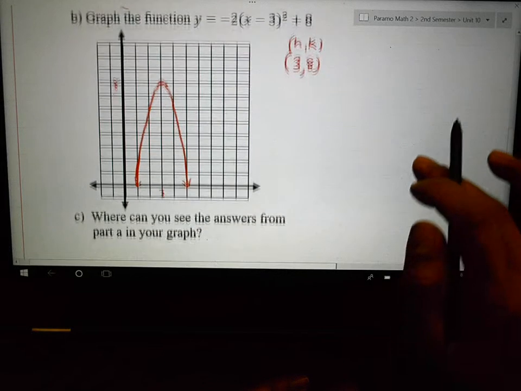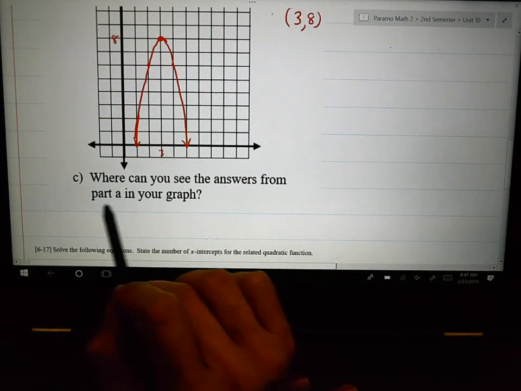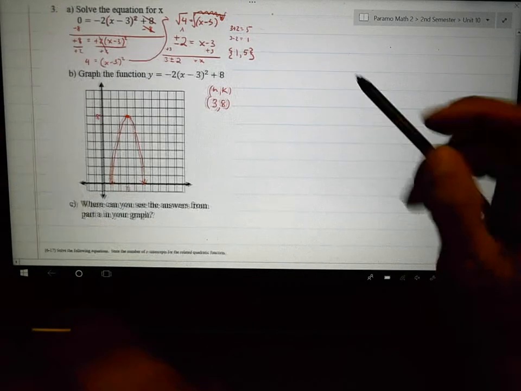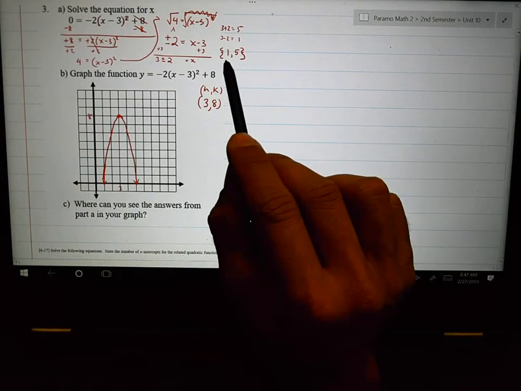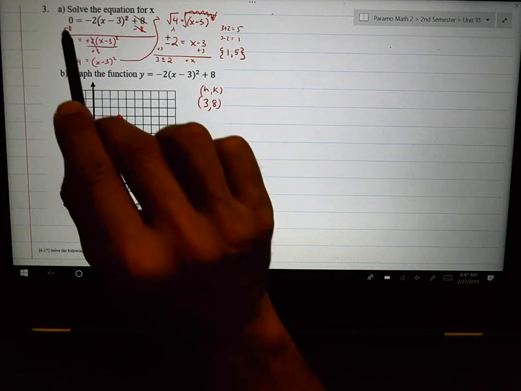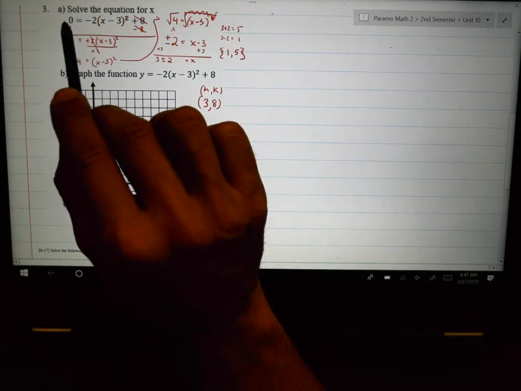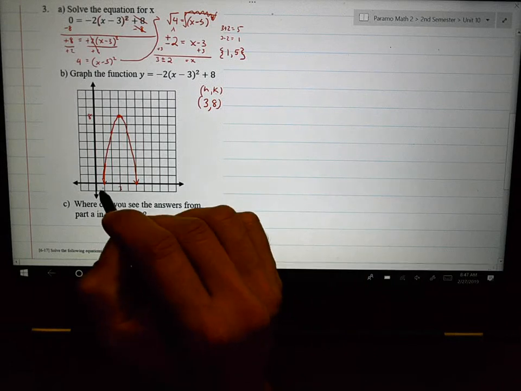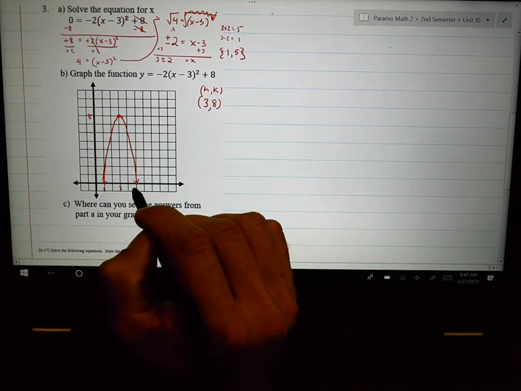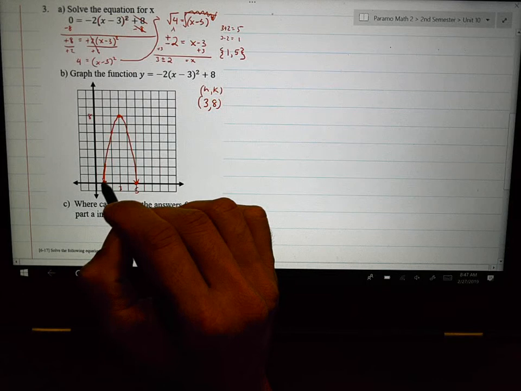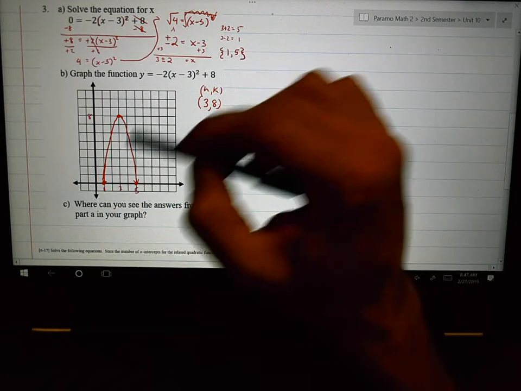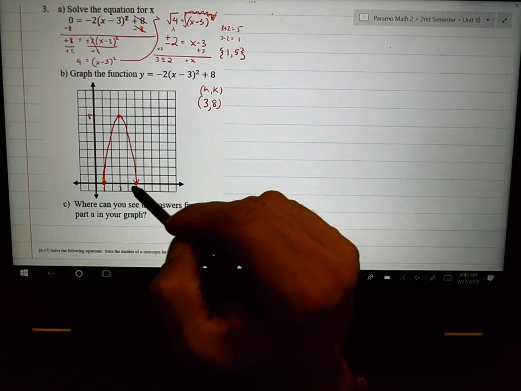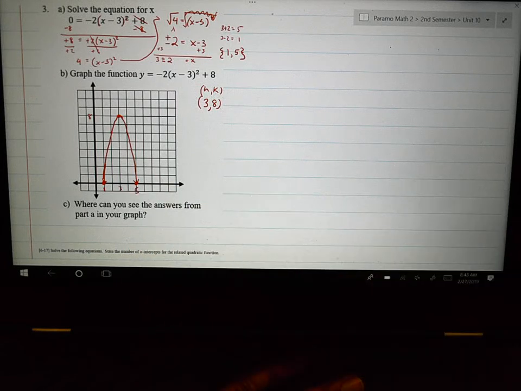And then part C says, where can you see the answers from part A in your graph? So let's look at part A and let's look at the graph. See how it says 1, 5 right there when we said this equals 0? We're figuring out the x's. These two places, 1, 5, are the places where this parabola touches the x-axis. These are the roots. These are the intercepts.